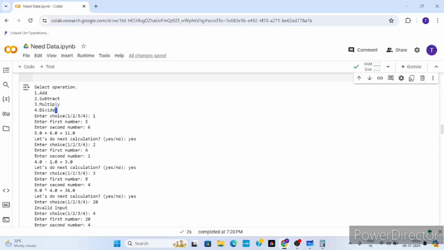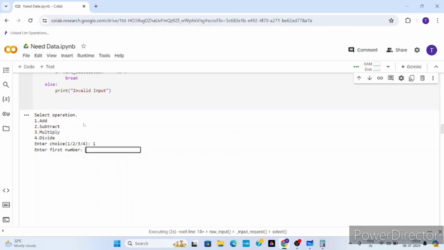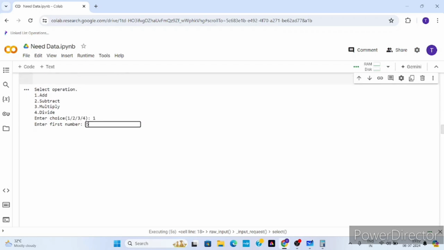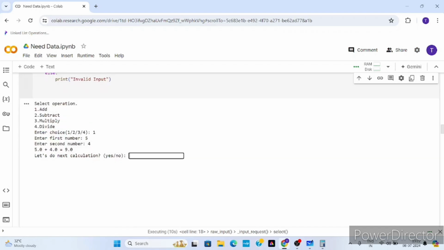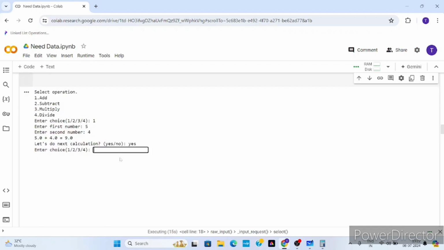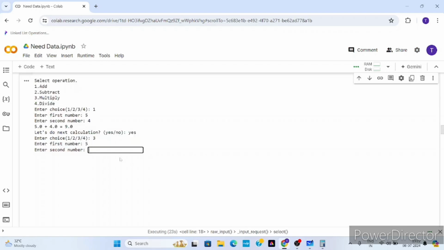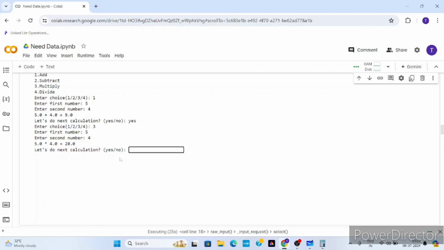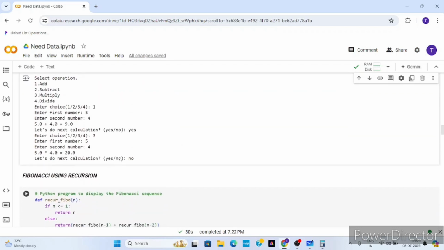This is the sample output. If I put 1, it asks me for the first number. I put the numbers and the result is 9. If I want to do the next calculation, I say yes, so it will always ask for a choice. I'm using 3 for multiplication. I put the same values, 5 and 4. 5 fours are 20, so that is the calculation. If I put no, it just stops.